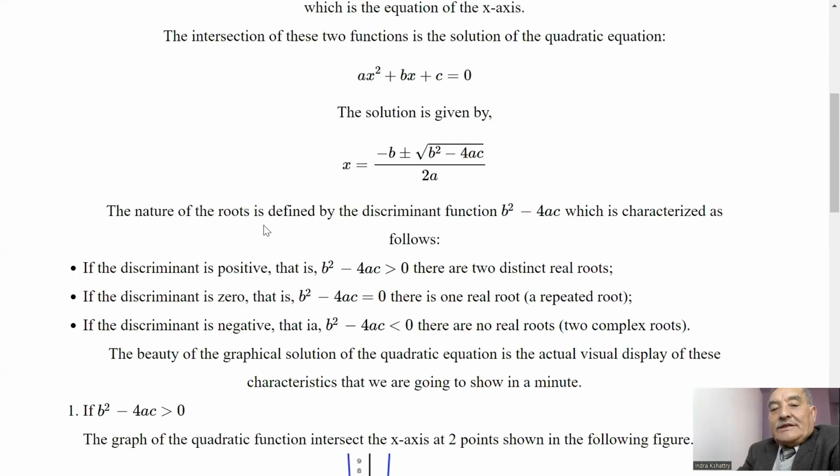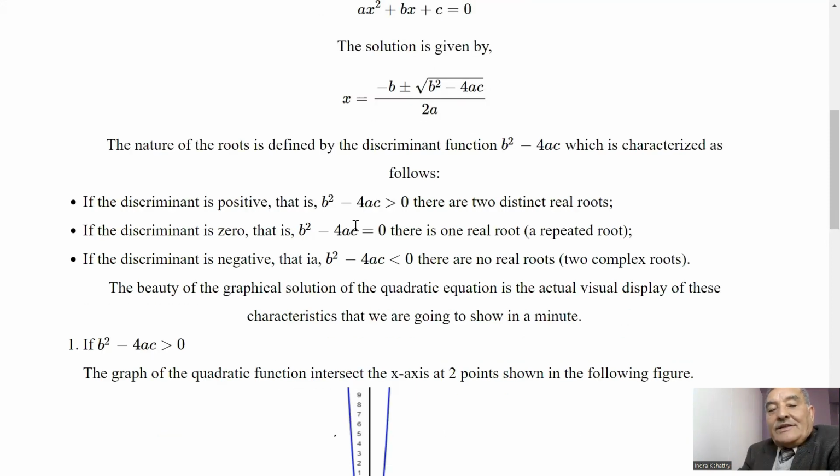The nature of the roots is defined by the discriminant function b square minus 4ac, which is under the radical sign here in the solution, which is characterized as follows. If this discriminant function is greater than 0, there are two distinct real roots. If this is 0, there is only one root. If this discriminant function is less than 0, there are no real roots, but there are two complex roots.